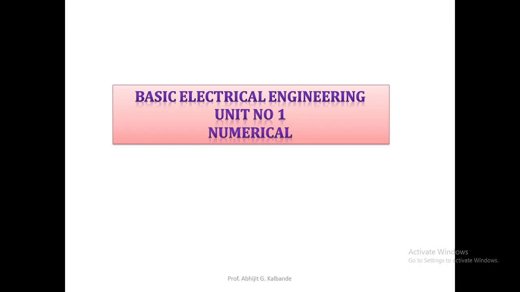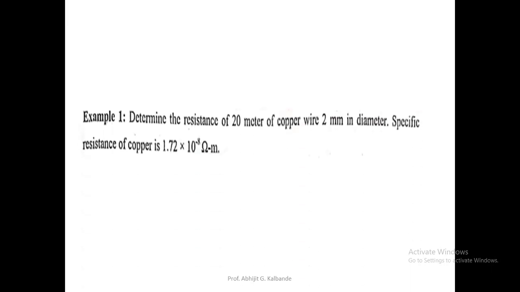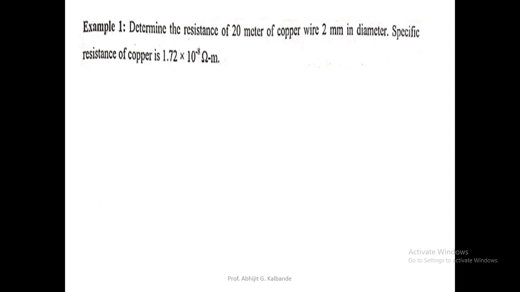As we have to discuss the basic electrical engineering unit numericals, let me start. The first numerical will be in front of you. Determine the resistance of a 20-meter copper wire of 2 mm in diameter, with the specific resistance of copper being 1.72 into 10 to the power minus 8 ohm per meter.